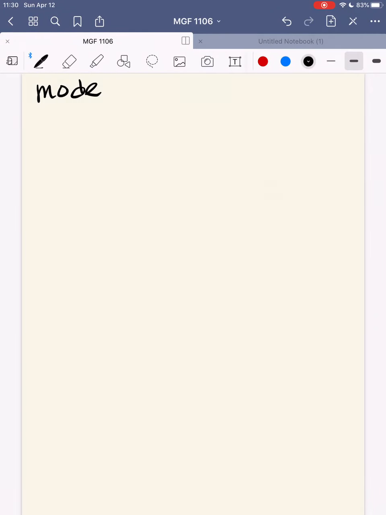All right, so we're going to go ahead and look at mode. Mode is really easy. It's the data value that occurs the most. Really cool. If there is not one data value that occurs more than others, then it can have no mode at all.